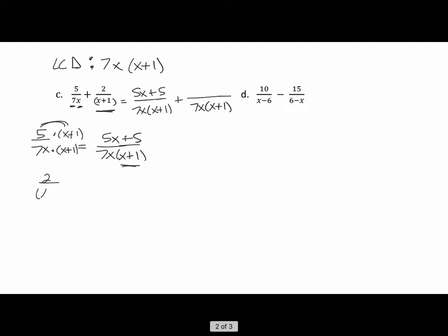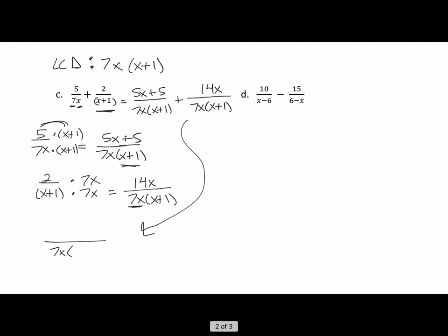Then the second expression, we need to get 7x, x plus 1 in the denominator. So we don't have the 7 or the x factor. Let's multiply that to the numerator and denominator. So 2 times 7 is 14 times x. All right. Now that we have this, and I'm just going to bring it down here, we have the denominator that stays the same. And then we're going to combine the numerators. So 5x plus 5 plus 14x.